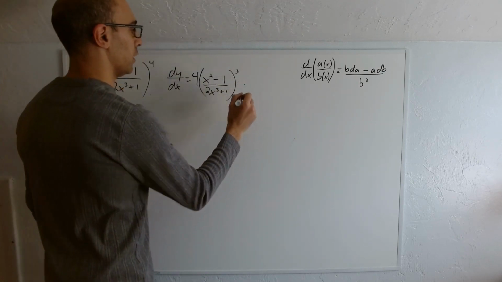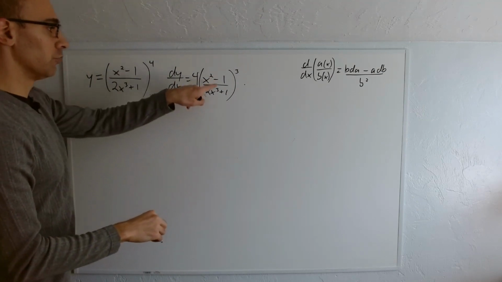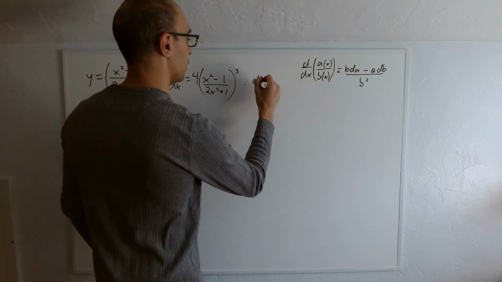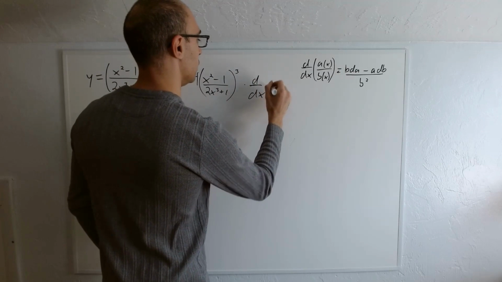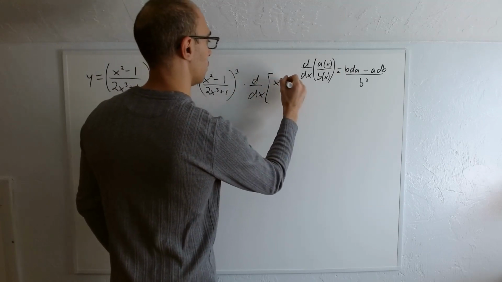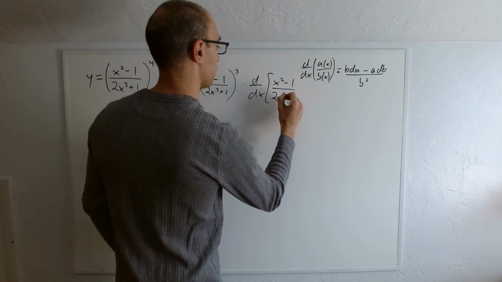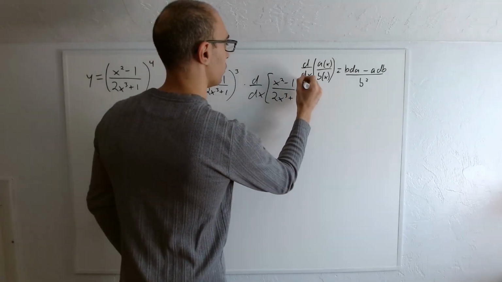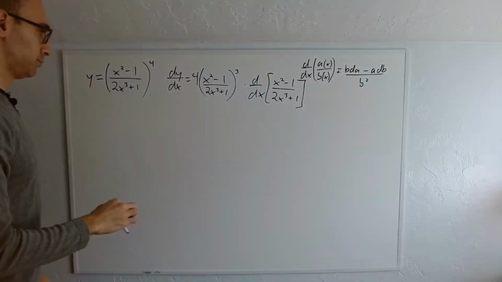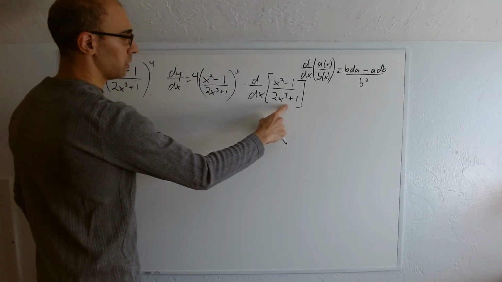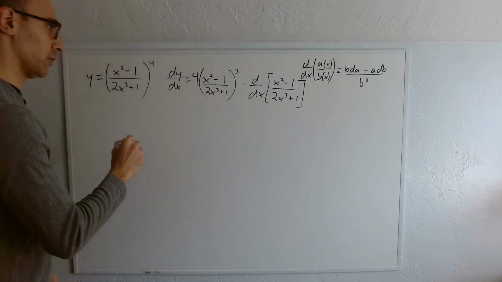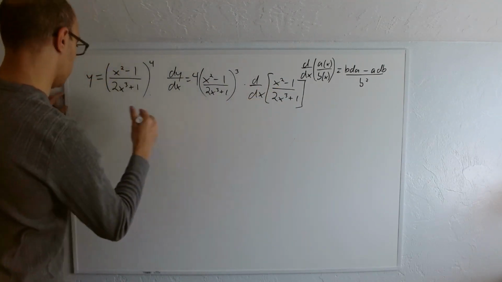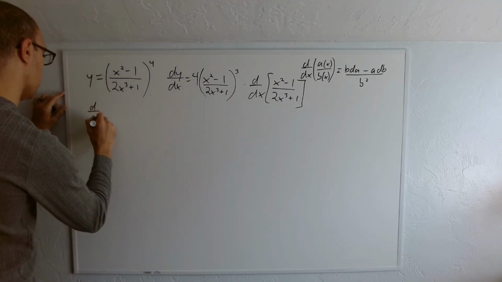Now, we multiply this times the derivative of what's inside here. So that's going to be d/dx times this fraction, which means we need to use quotient rule. So let's go ahead and just work on this piece, and then we're going to put it all together. So let me come down here and rewrite this.